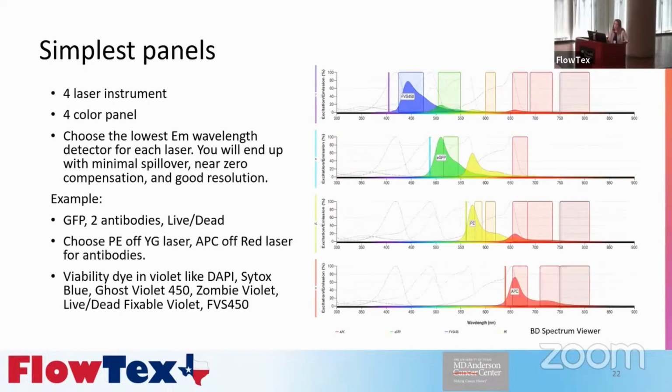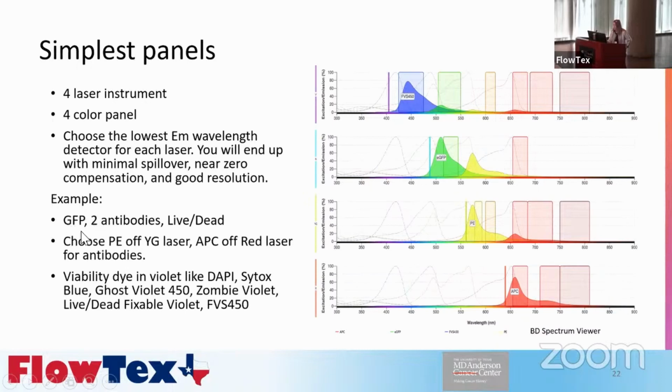Okay, so simplest panel: I've got a 4-laser instrument, and I want to do a 4-color panel. I'm always going to choose the lowest emission wavelength detector for each laser. This is going to give me the fluorochrome that is most efficient with the lowest Stokes shift off of each laser, and I'm going to have almost no spectral overlap between those.